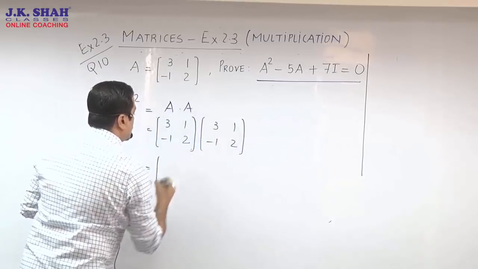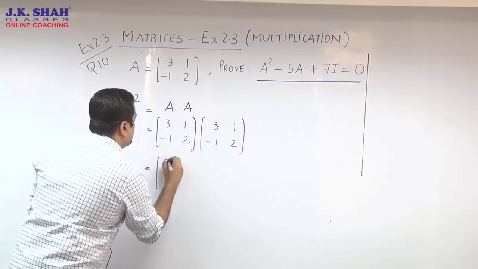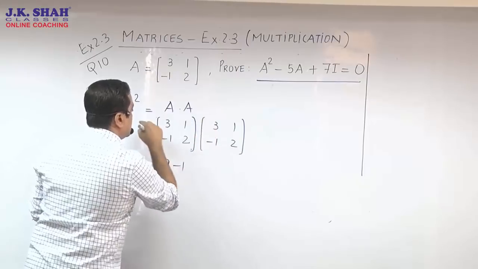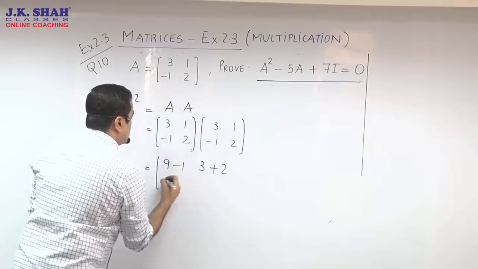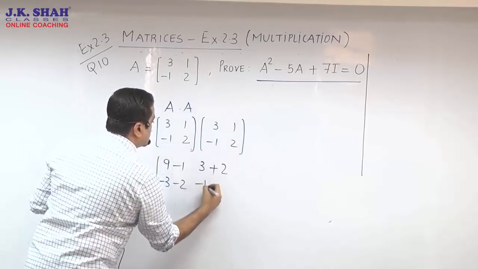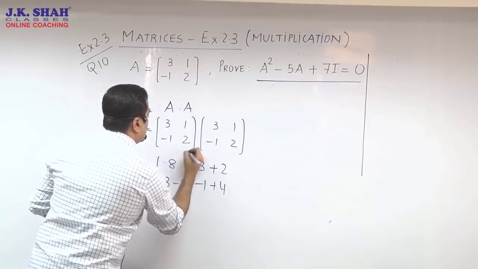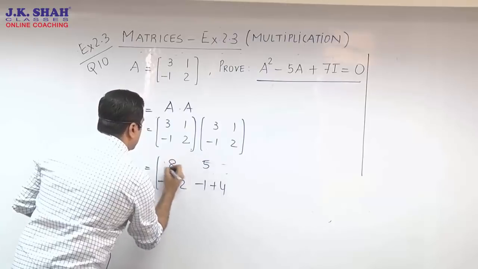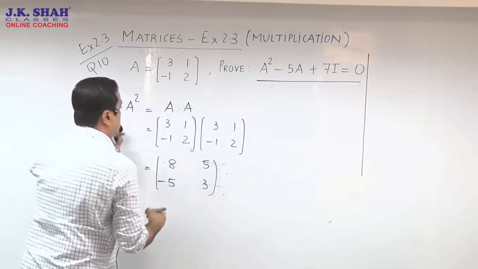So I am finishing off my multiplication, hoping you all must have done the same. 9 minus 1, that was R1 C1, now R1 C2, 3 plus 2, R2 C1 minus 3 minus 2, R2 C2, so it's minus 1 plus 4. So it's going to be 8, 5, minus 5 and 3.